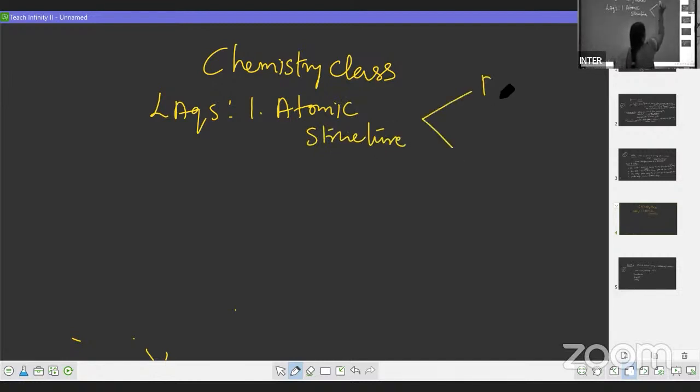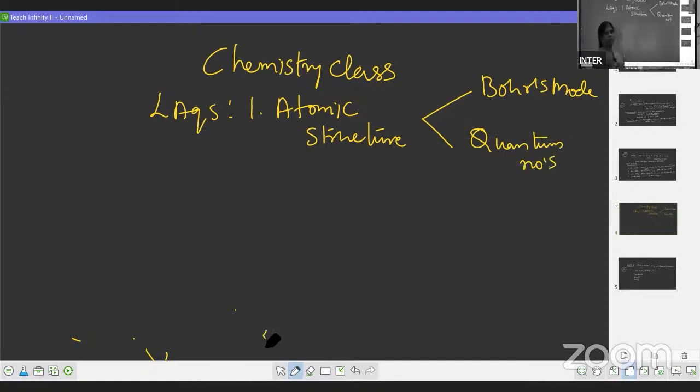So one is Bohr's model, and the other one is quantum numbers. Out of these 2, you can get any one question. Randomly, they will pick the question. So in the March paper, they have given Bohr's theory, so chances of getting quantum numbers this time are more. But don't neglect Bohr's theory. You have to give this equal importance and prepare both Bohr's model as well as quantum numbers.